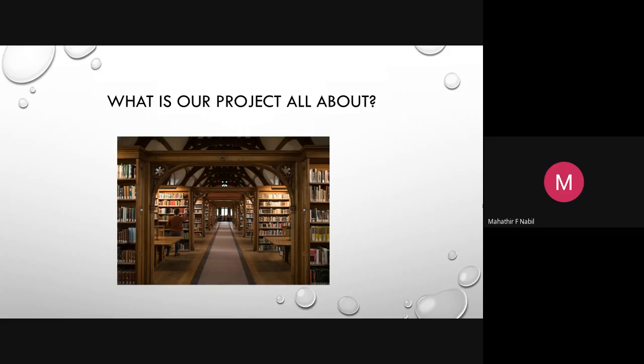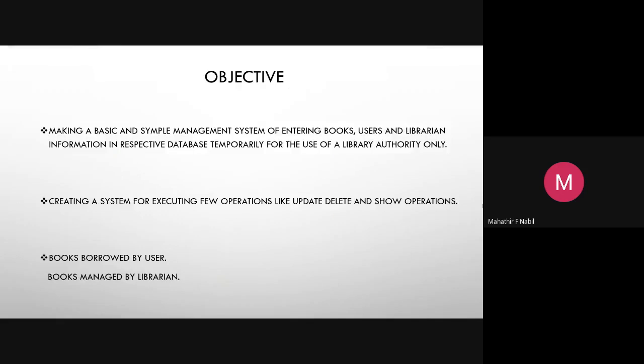The goals that we tried to follow were making just a simple system where there will be main entity sets, that would be the librarian, the user, and the book information, or the book section, right? So we could alter them, we could change them, we could insert new information, right?